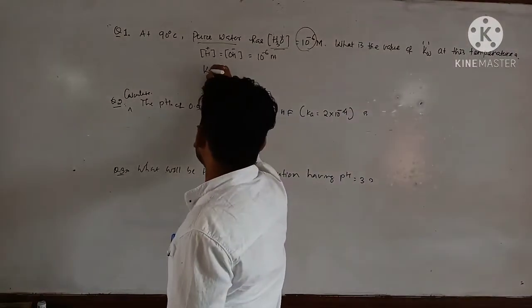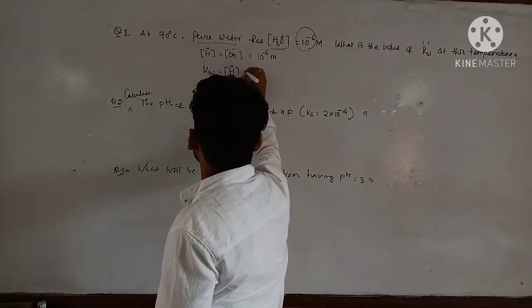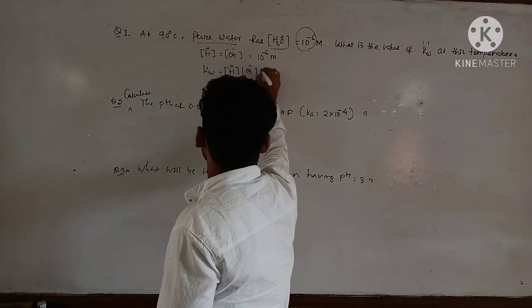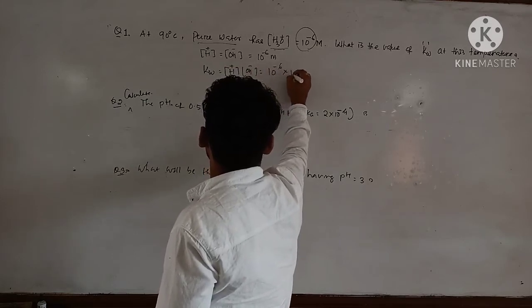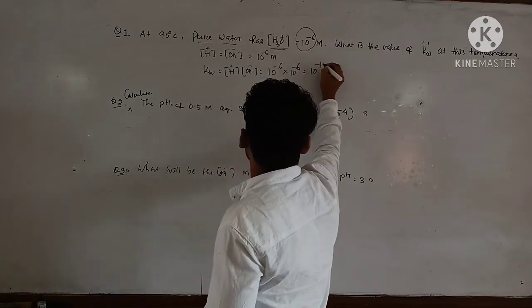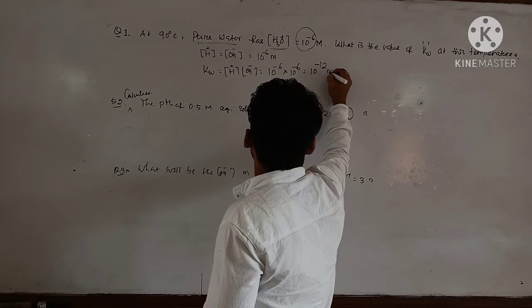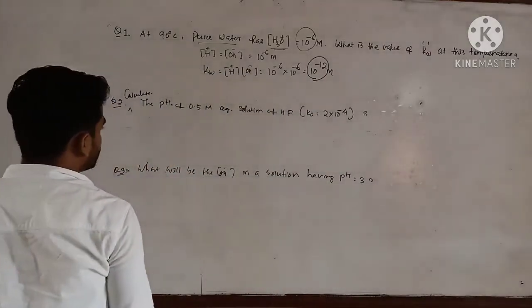So what is the value of Kw that is asked? Kw I can write as the product of H plus ion concentration and OH minus ion concentration, that will be 10 to the power minus 6 into 10 to the power minus 6, that will be 10 to the power minus 12 molar. That clear? Simple numericals are there.